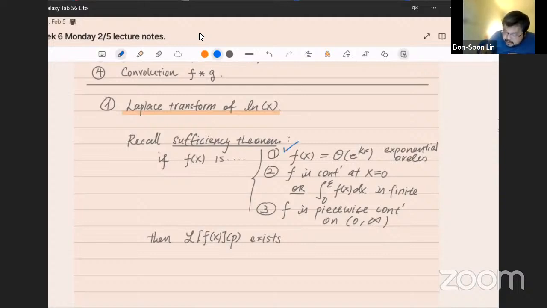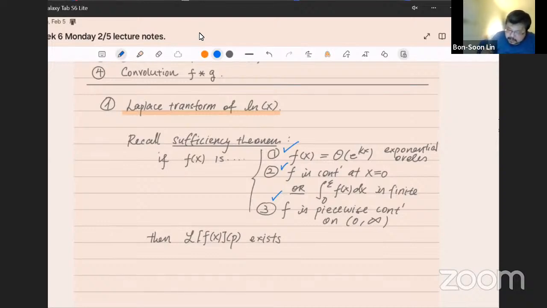The natural log of x function is not continuous at x equal to 0, but the integral from 0 to 1 is finite. The integral from 0 to 1 of natural log of x is -1. So it is nicely behaved near 0. And the function natural log of x from 0 to infinity is itself continuous. So it satisfies all these three properties. So by the sufficiency theorem, the natural log of x does indeed have a Laplace transform.